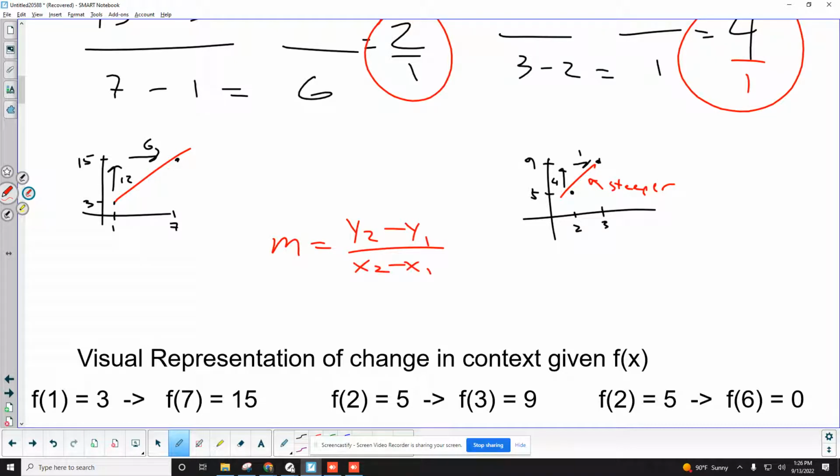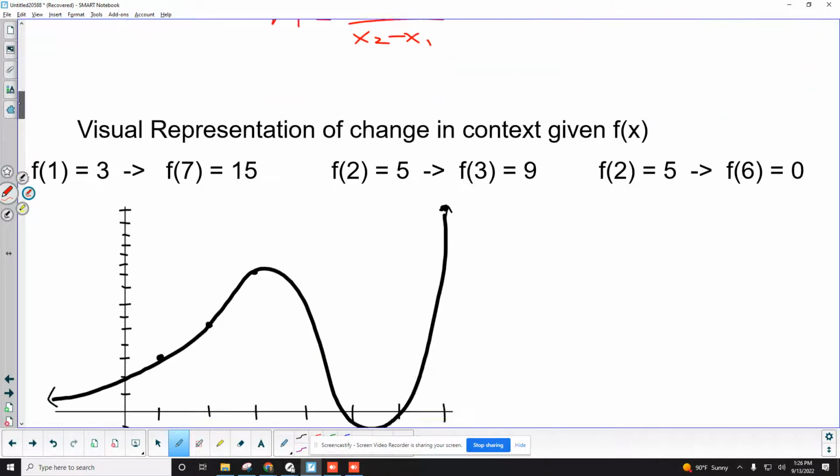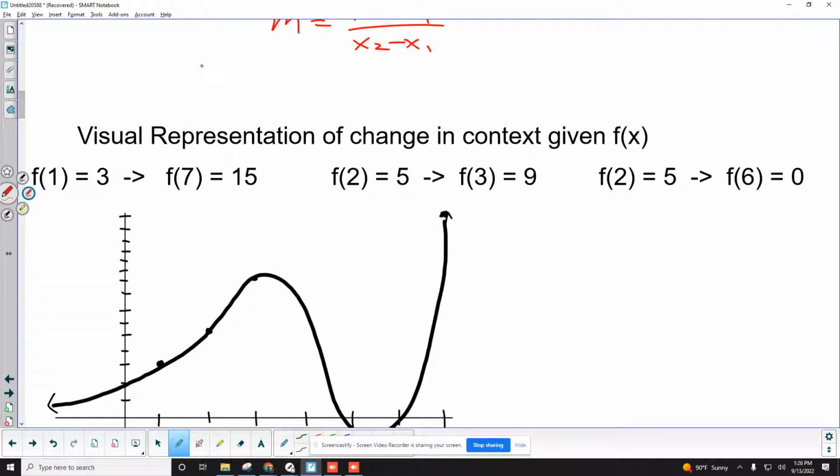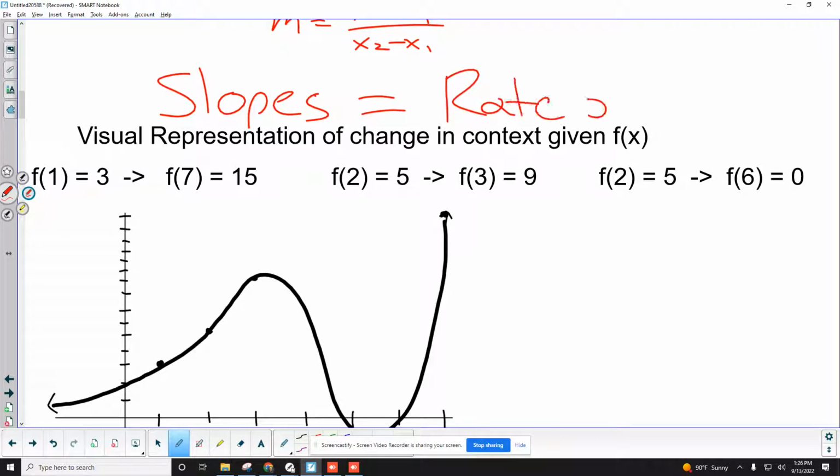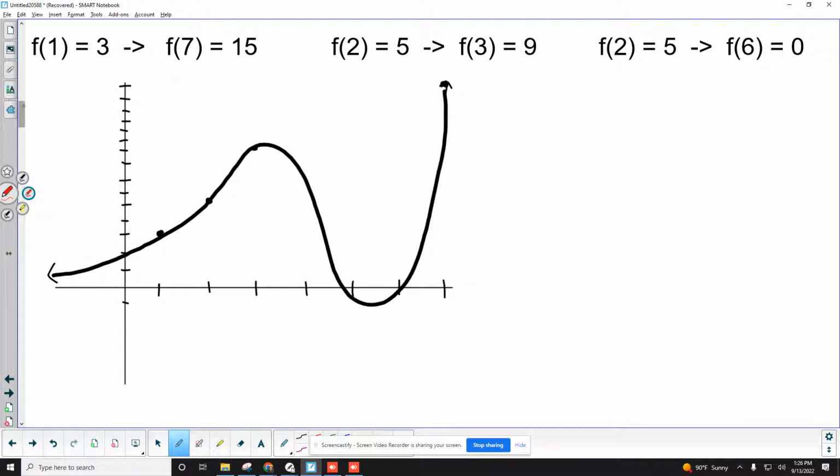And guess what? This entire lesson is about slope. Slopes, and it gets more complicated though. Slopes give us rates of change. Slopes tell us how many y's we change over how many x's. We get a y per x rate of change. And here is kind of what we're dealing with in this class.